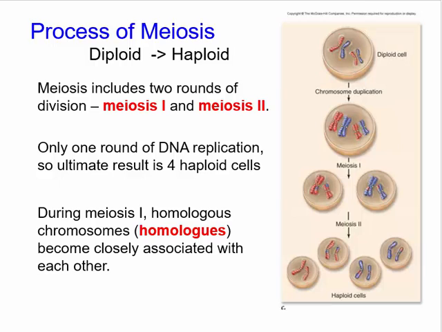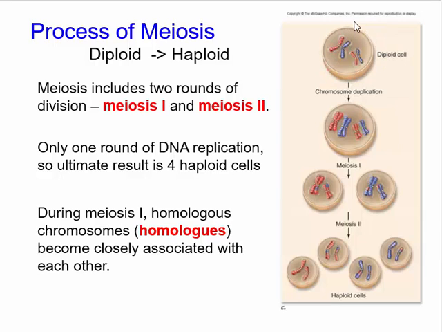So let's look at this process of meiosis. You already have a sense of how this generally works. We're going from a diploid cell to a haploid cell. So the daughter cells here are not going to have homologous pairs of chromosomes. They'll just have one copy or one homolog of each chromosome. That's why they're haploid. So here we see a diploid parent cell.